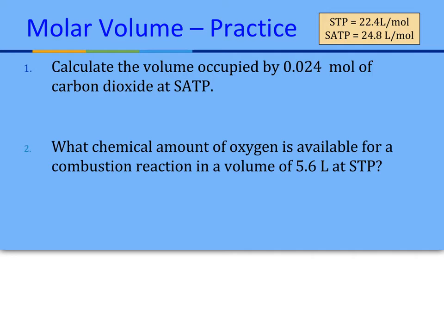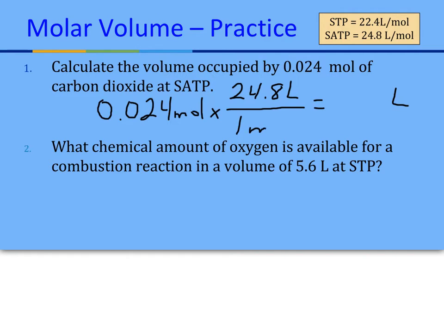Calculations with molar volume we can do using unit analysis or proportions, like most calculations we've done so far this year. So I'm going to do the first one using unit analysis and the second one using proportions. The first example here, you'll see that we're looking for volume, and we're starting with moles. So I'm going to write down what we're starting with. So we have 0.024 moles, and I'm going to have to multiply it by my conversion factor at SATP. So at SATP, my final answer is going to be in liters, which means I have to put my liters on the top. So I have 24.8 liters for every 1 mole.